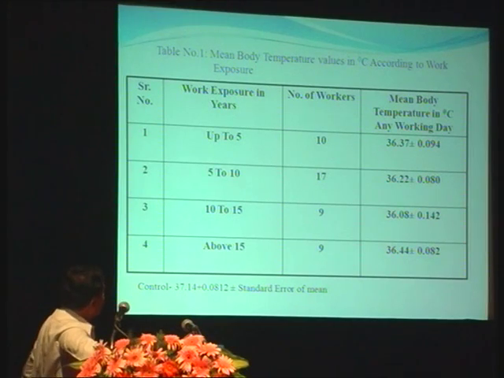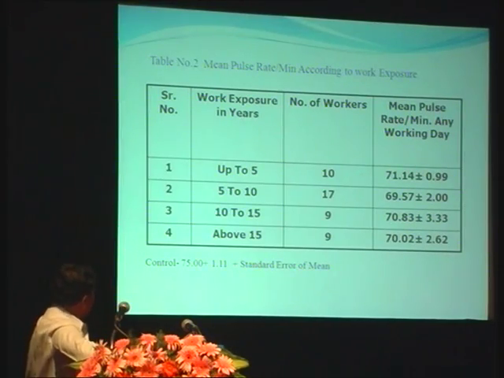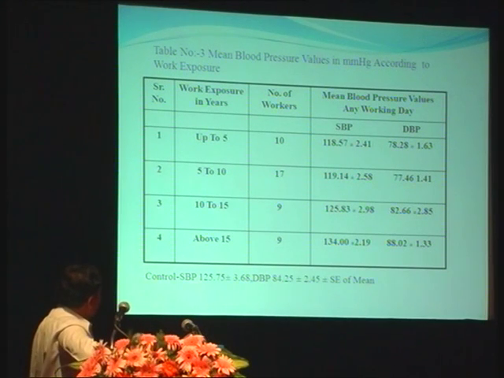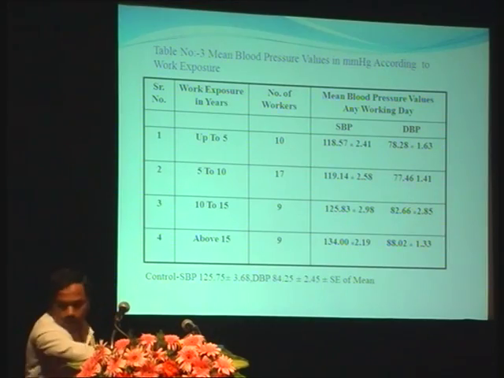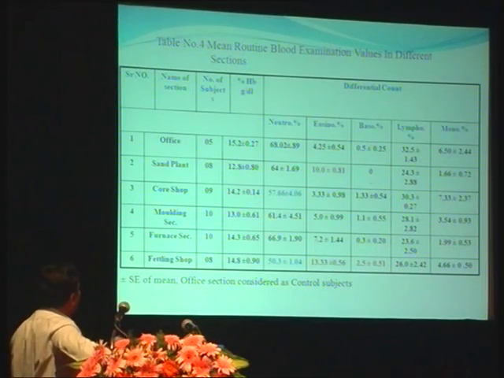This table shows the mean body temperature values in degrees Celsius. This table shows the pulse rate according to the work exposure. This table shows the blood pressure values in mmHg. As the age of the worker and the work exposure years increase, the blood pressure of the worker is also shown to increase similarly. This is the last table, in which the mean blood examination values of different sections are shown.